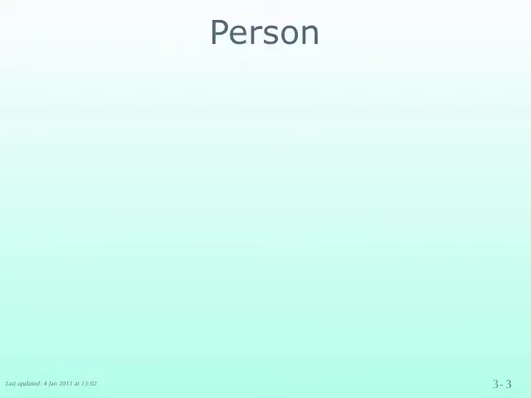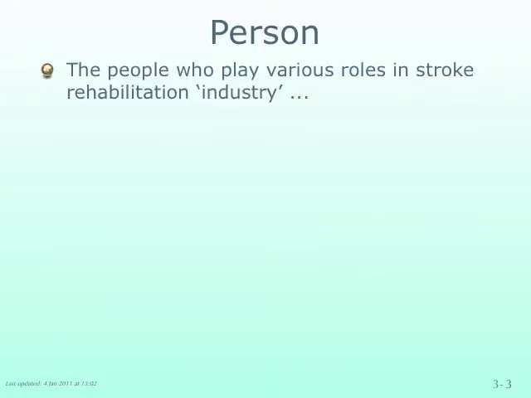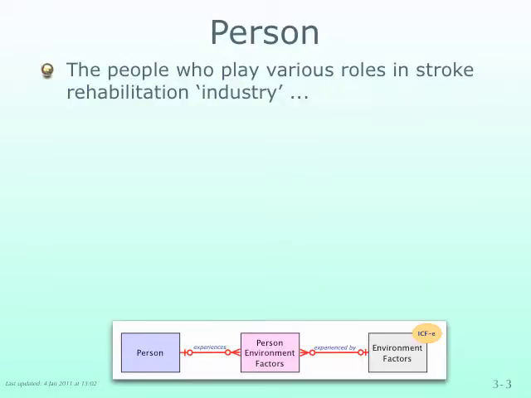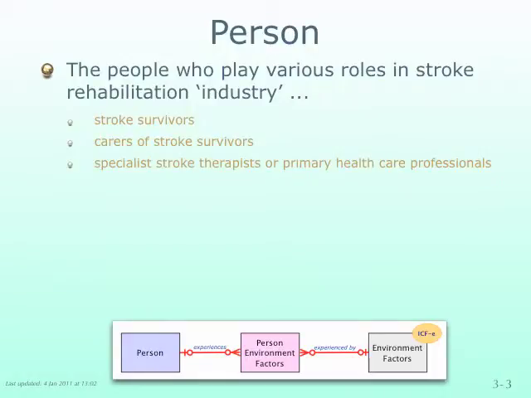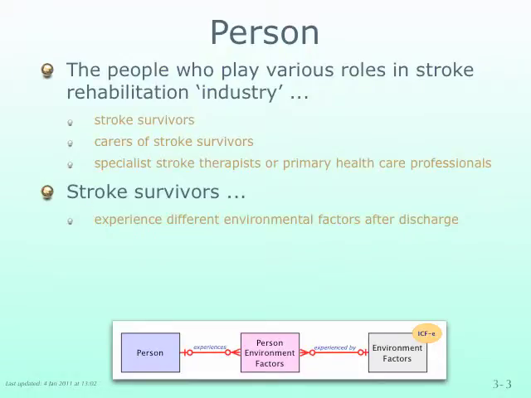First, we have the data object class called person. These data objects represent the existence of real people who play various roles in the stroke rehabilitation industry. This includes people who are stroke survivors, carers of stroke survivors, or specialist stroke therapists or primary health care professionals. In the Stroke Rehab app, we are particularly interested in people who are stroke survivors and what environmental factors they will have to cope with when they are discharged back into their communities, and how these environmental factors may affect the effectiveness of community-based therapy programs.